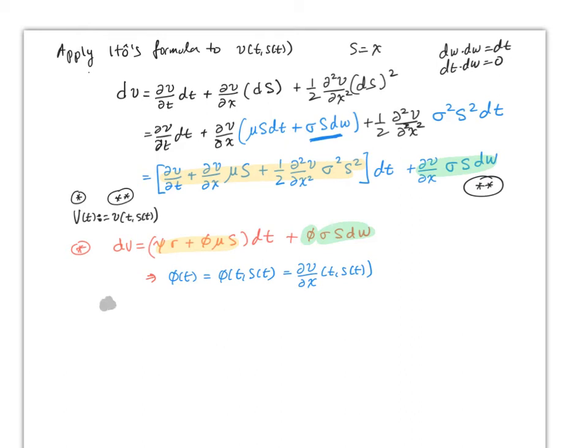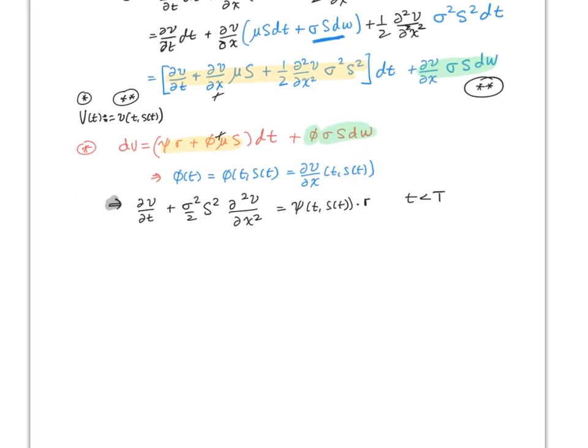Therefore, this implies that the partial of b with respect to t plus sigma squared over 2 S squared times the second derivative with respect to x squared has to be equal to psi of t times r. And this should be true for t less than or equal to T. Notice that since phi is equal to the partial of b with respect to x, this term will cancel with this one. Okay, so this cancels with that one. That's how we get this equation.